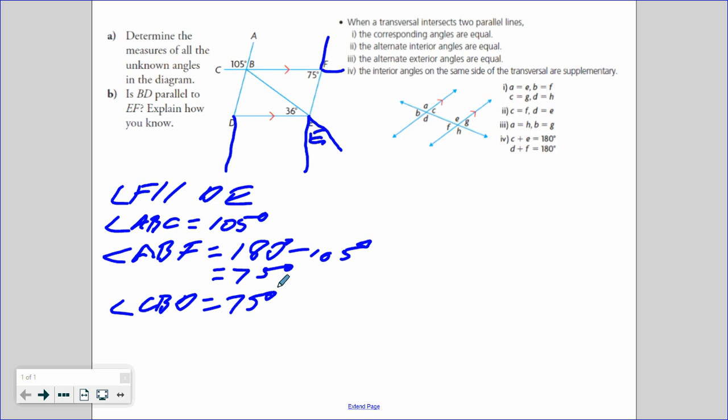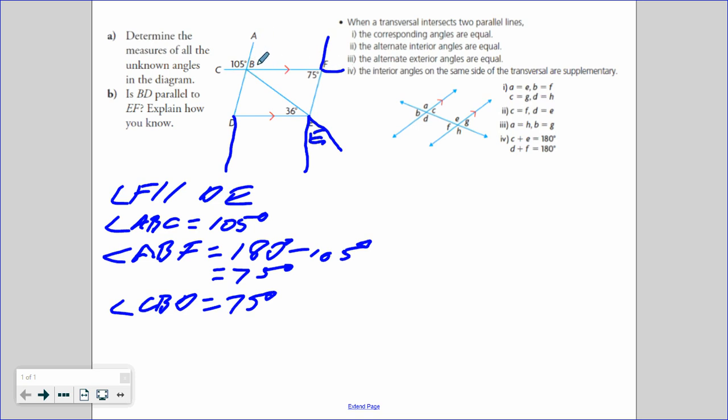Next one. We're going to look for something that's corresponding. So for our corresponding angle, let's go from BDE. We're looking at this angle here. And let's look at ABF.